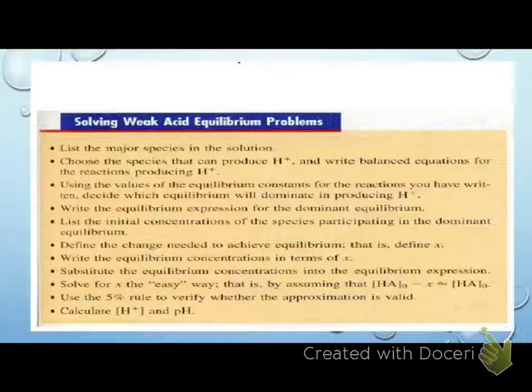So let's work some problems. Here are the steps you want to take. First of all, set up your RICE table. Solve for X the easy way, meaning drop it. Say assume X is negligible, and then use the 5% rule to verify if the approximation is valid. And that means then you can calculate the hydrogen and the pH. So once you get your hydrogen concentration from your RICE table, then you can do negative log of that. But it's never going to be the concentration of your original amount because you got to go through the RICE table.